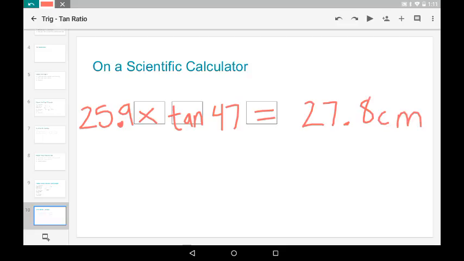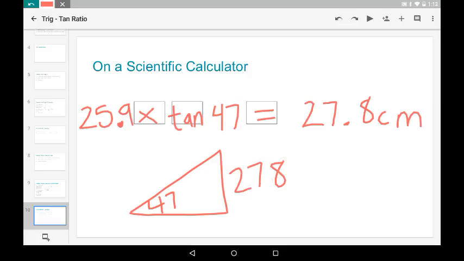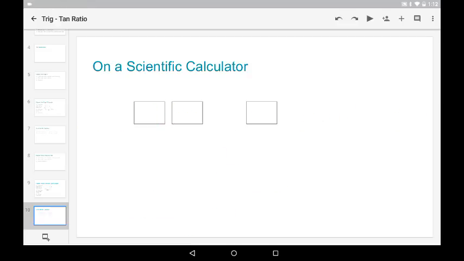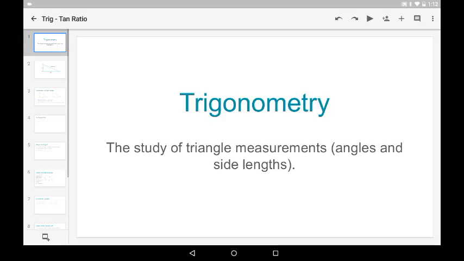If you were given a triangle where you knew 47, you knew this side, 27.8, and you're looking for this side, you would do the same thing except rearrange the other way to solve for your unknown side. So just like rearranging any other sort of equation, multiply and divide as appropriate. Okay, so hopefully that has explained things fairly clearly and you understand what to do with your tangent ratios.